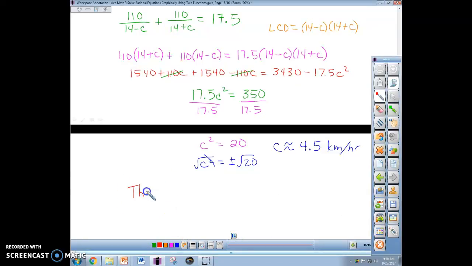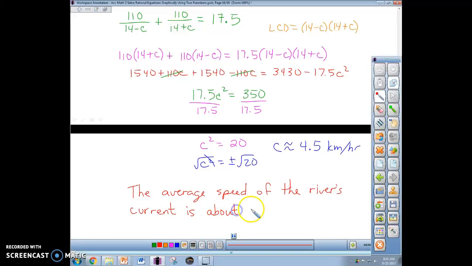So the average speed of the river's current is about 4.5 kilometers per hour.